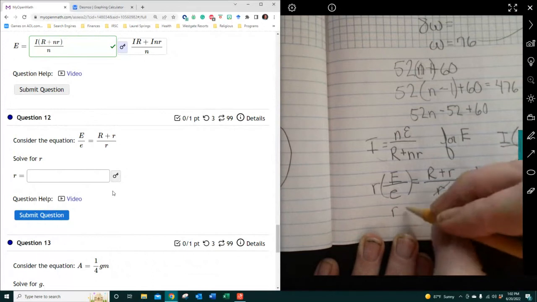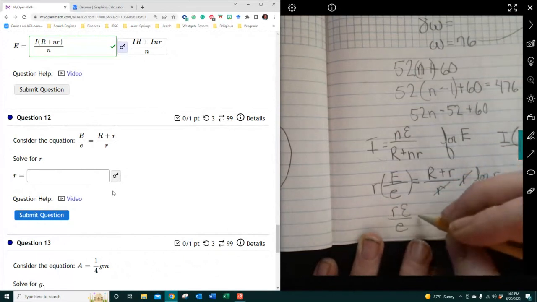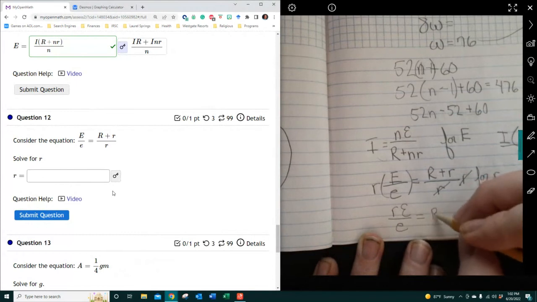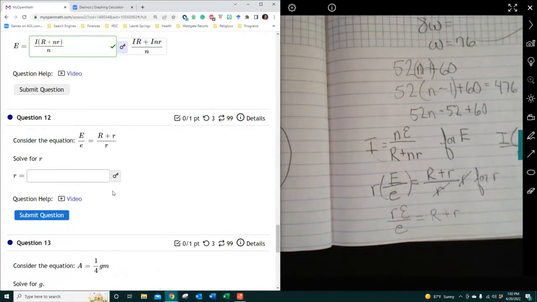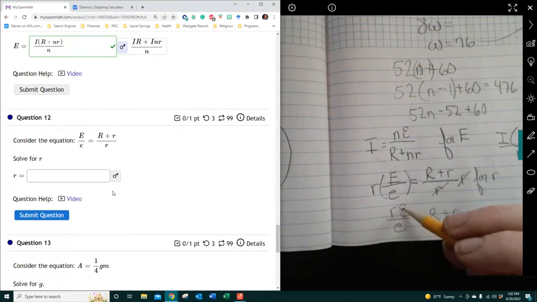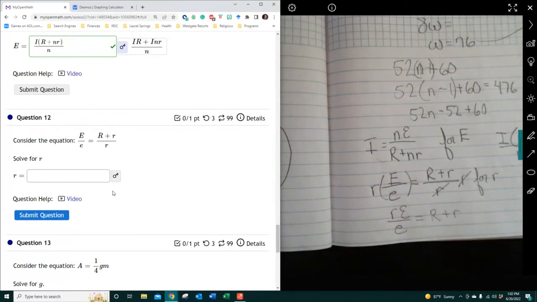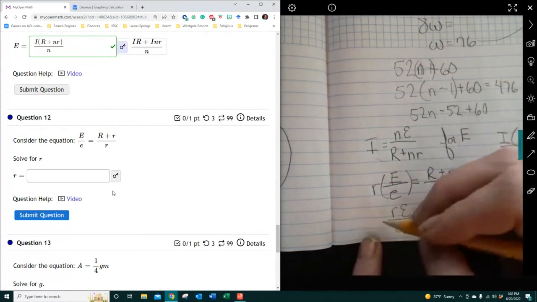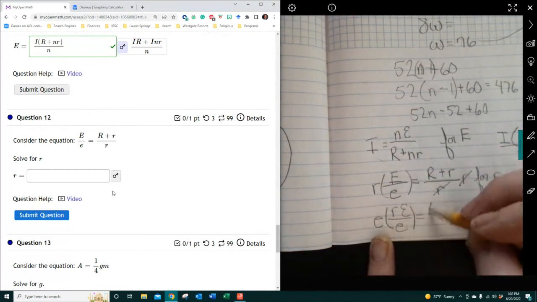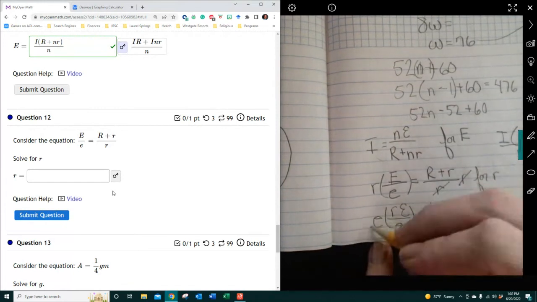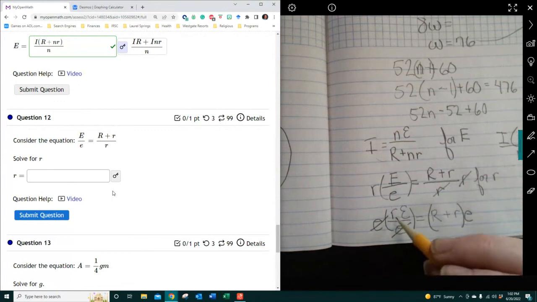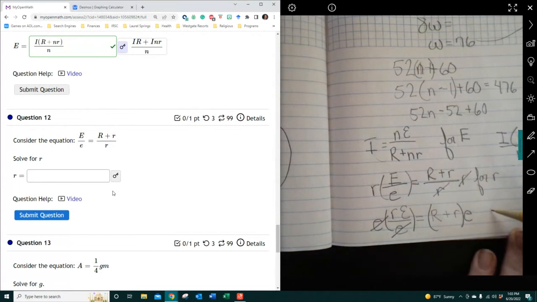Now we do have a little bit of a situation, where we have this now. It's getting a little bit complicated because we have an r that's being multiplied by something and being divided at the same time. So this is the way I'm going to process it: I'm going to multiply both sides by little e, because I don't like that we have this right here, this big E being divided by e. So I'm going to go ahead and get rid of it. Now we're going to do the distributive property on the other side here. And I'll tell you why once I'm done doing it.